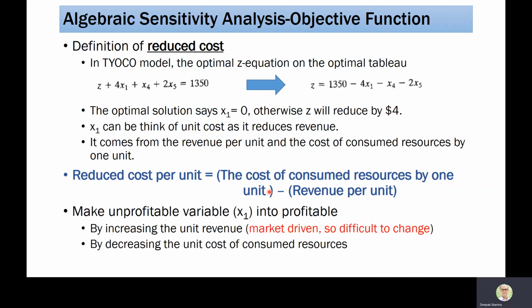Now here is, can we make X1 profitable? Because currently it is unprofitable. There are two ways. I can increase the unit price. Unit price is market driven, so I cannot change it. Or I can decrease the unit cost of the consumed resources, that we can do. So here we have two options.